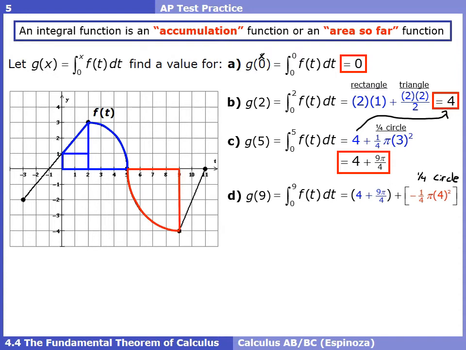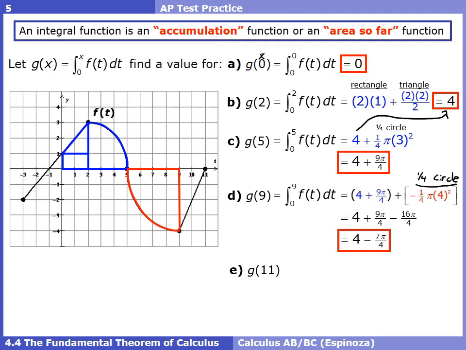Okay, so the area from 0 to 5 turned out to be 4 plus 9 pi over 4, and then we're going to add to that the area from 5 to 9, which is again the quarter circle. That quarter circle is below the x-axis, so it's going to have to be negative. When we do the math here, we'll get 16 pi over 4, and since both of these fractions have a common denominator of 4, we can combine them easily and get 4 minus 7 pi over 4.